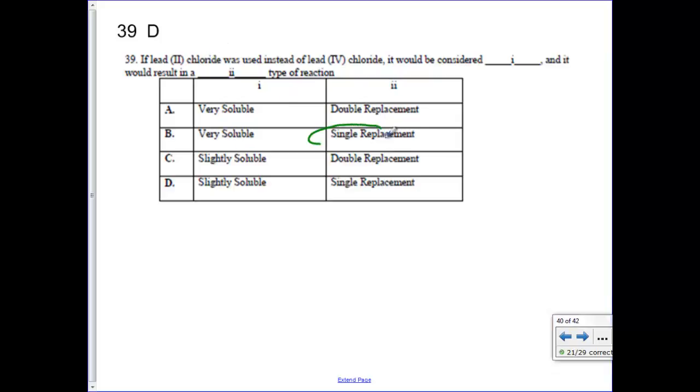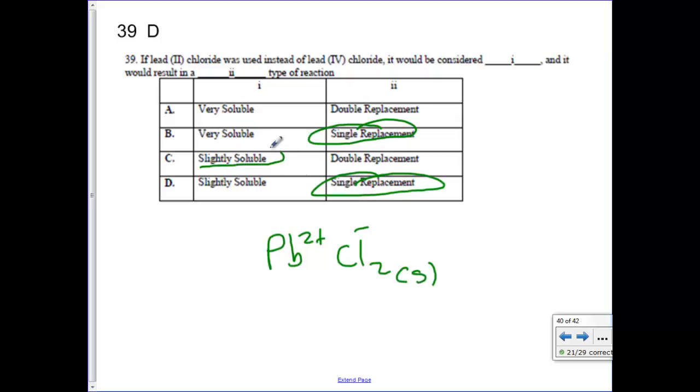Okay, if you use lead 2 chloride, it's still going to be single replacement. That doesn't change anything. But then when you have lead 2 plus with chlorine, where is lead 2 plus? The data booklet. Chlorine is soluble with lots of things, but lead 2 plus is in the exception category. So this thing should have been solid, meaning it should have been only slightly soluble. So the answer is D. Still single replacement, that doesn't change anything, but this guy's a solid now, not an aqueous.